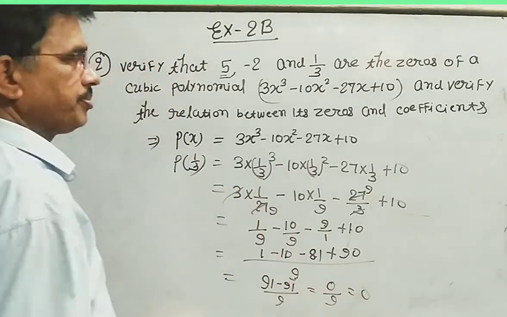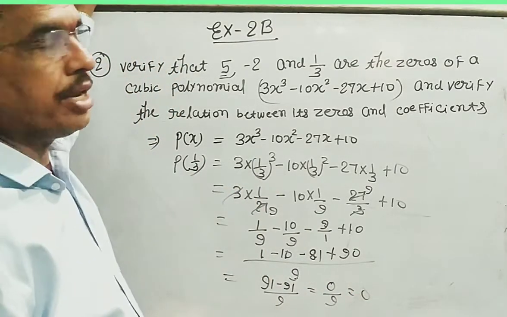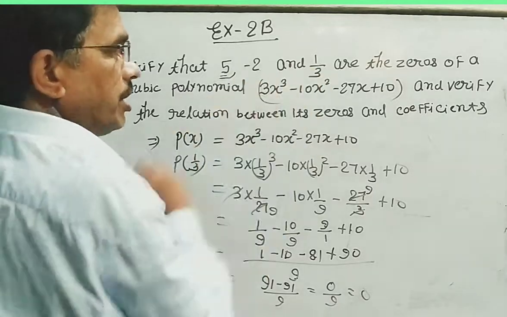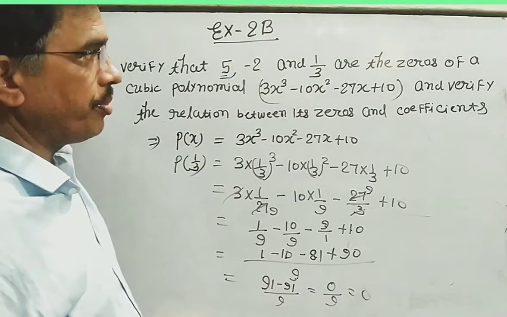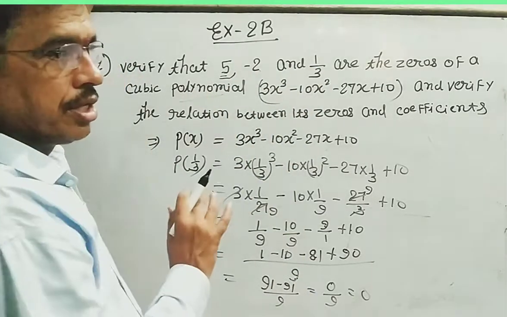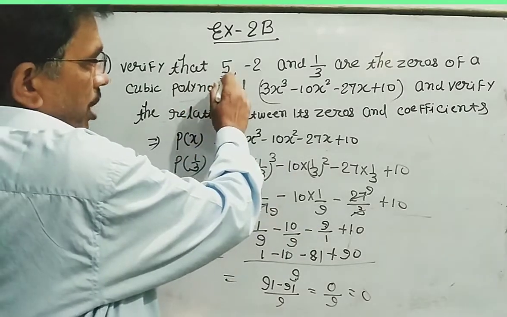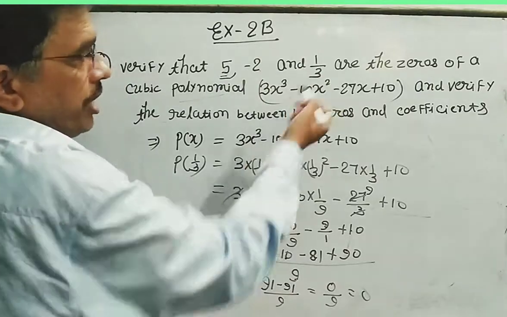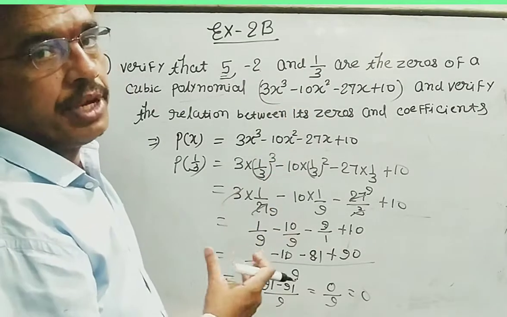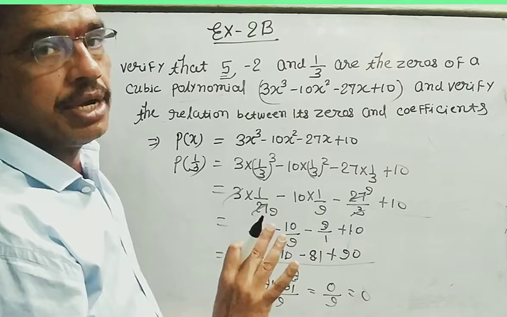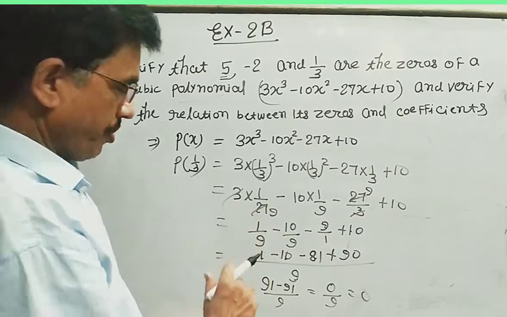That is 0. So dear student, it is clear that these numbers are the zeros of the given polynomial, and it is verified. How can you verify? Put the values alpha, beta, gamma one by one in the equation, and every time you get 0, then it is clear that they are the zeros of the cubic polynomial.